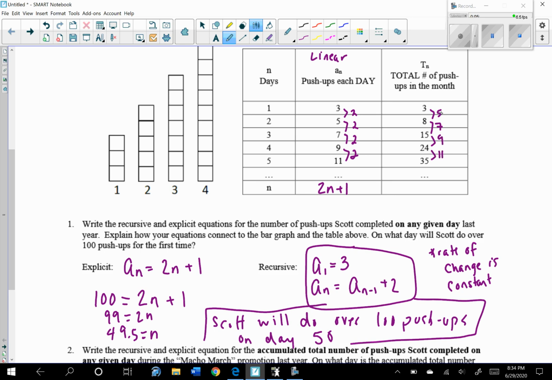So the first difference is not the same. So we go ahead and subtract again. So this would be 2. 9 minus 7 gives us 2. 11 minus 9 is 2. So that means this is a second difference, which we know is quadratic.